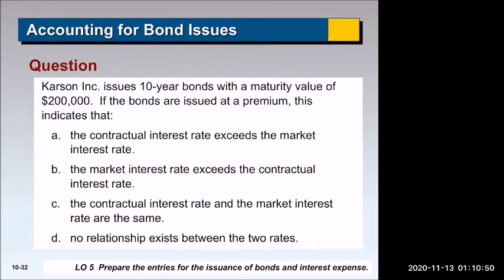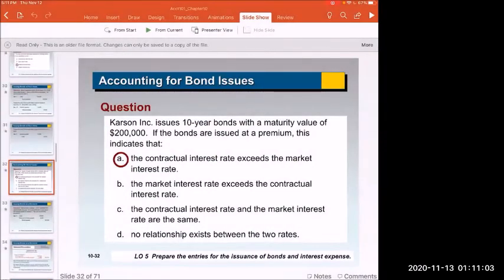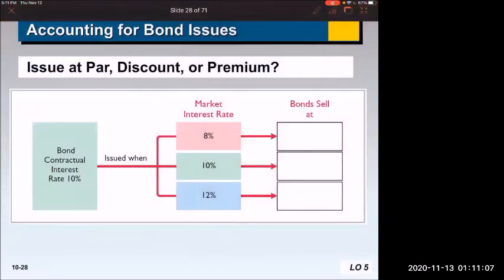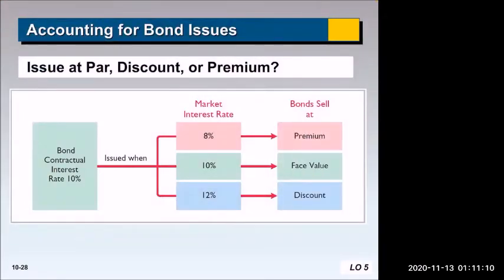So this is a good question. If bonds are issued at a premium, what does that mean? That one slide that we have is really important, so let's go back to this slide. If bonds are issued at a premium, what does that mean? That means that my rate must be higher than the market, right? My rate must be higher than the market.